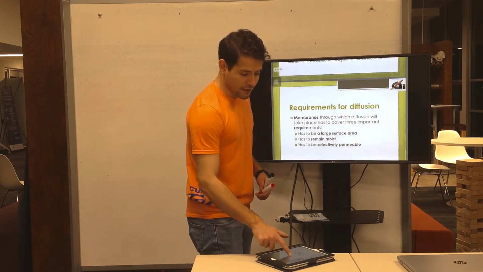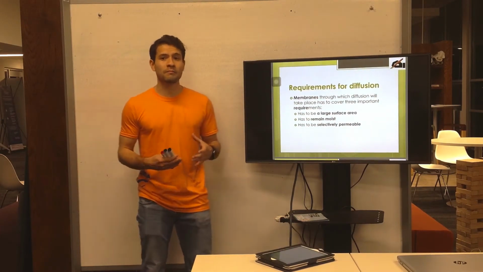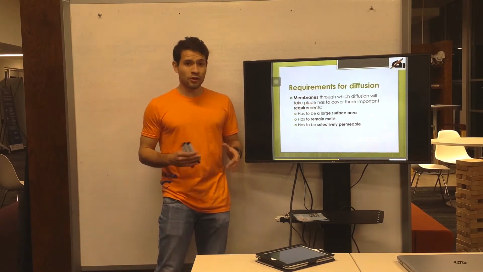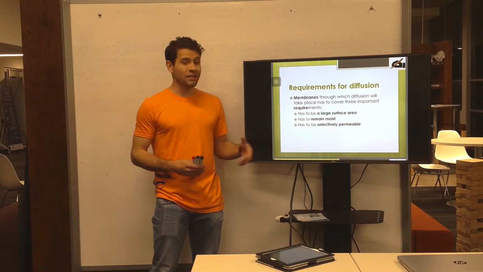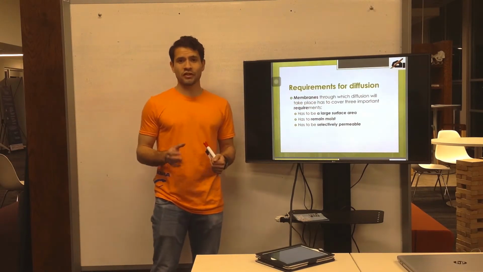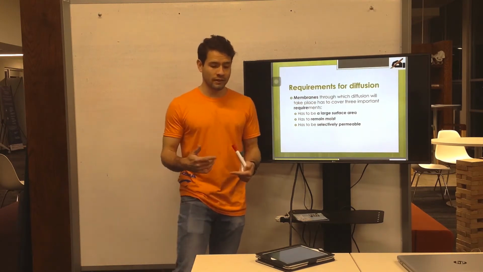And the third thing that we mentioned was that for diffusion to take place, it requires a membrane with three characteristics. Number one, it has to be a large surface area. Number two, it has to remain humid. And number three, it has to be selectively permeable, which means that only specific substances will be capable of crossing the membrane.